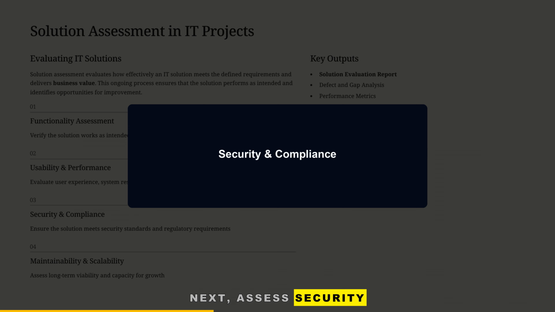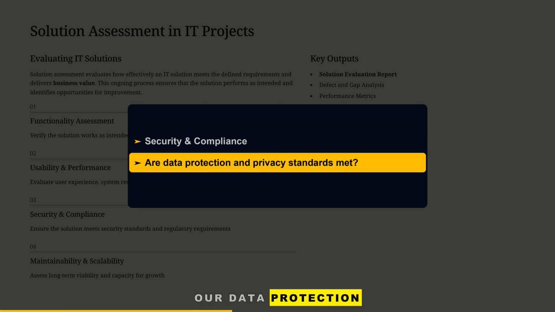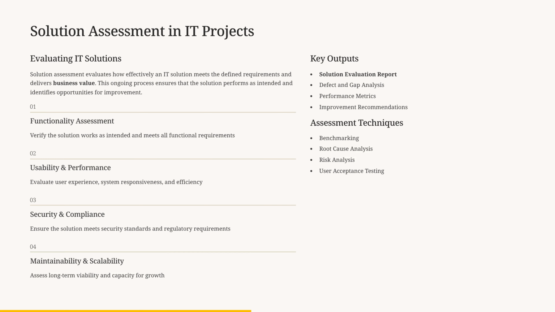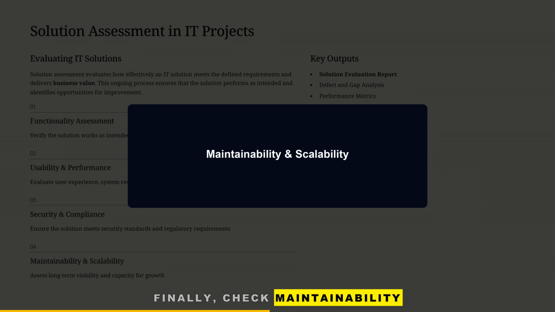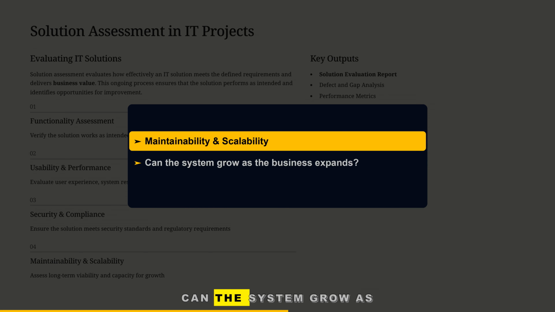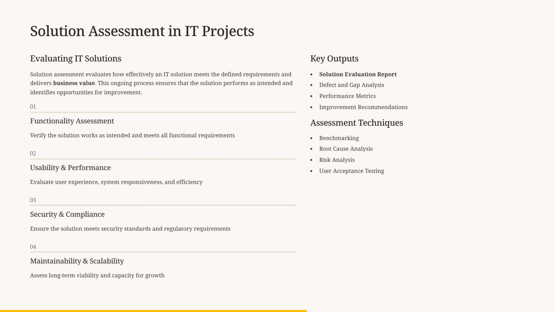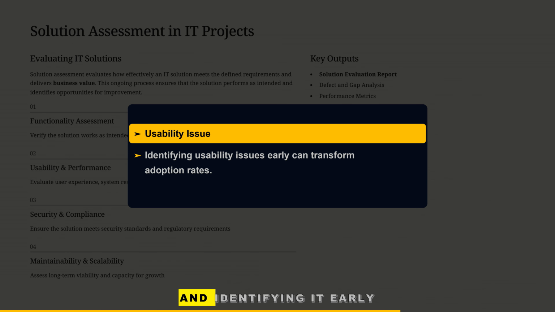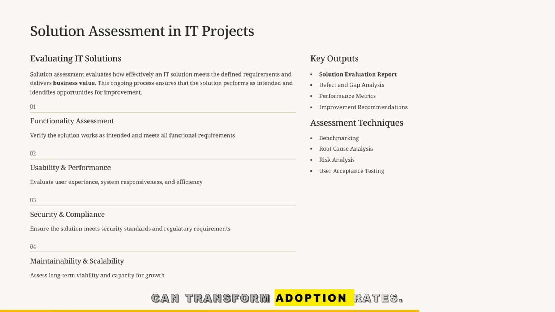Next, assess security and compliance. Are data protection and privacy standards being met? Finally, check maintainability and scalability. Can the system grow as the business expands? Imagine a new HR portal has launched. It technically works, but HR managers complain it takes 10 clicks to approve a leave request. That's a usability issue, and identifying it early can transform adoption rates.